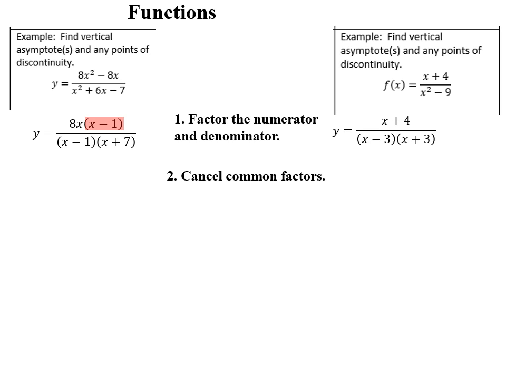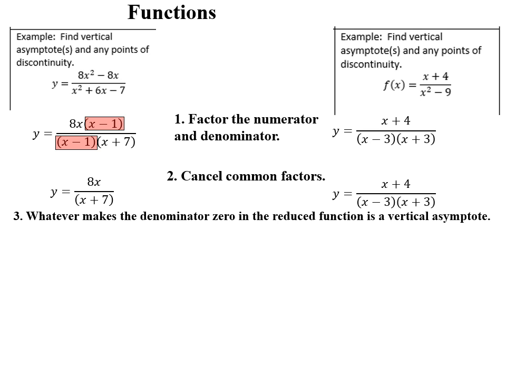Cancel common factors. So on the first one, x minus 1 is the same top and bottom, so we can simplify it. On the second one, the example on the right, there aren't any common factors top and bottom, so we just write it again. Third step is whatever makes the denominator 0 in the reduced function is a vertical asymptote. So on the left example, we have x plus 7.